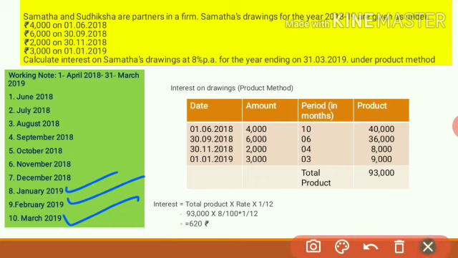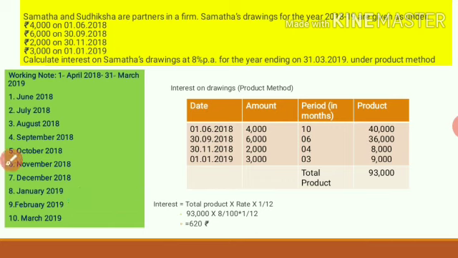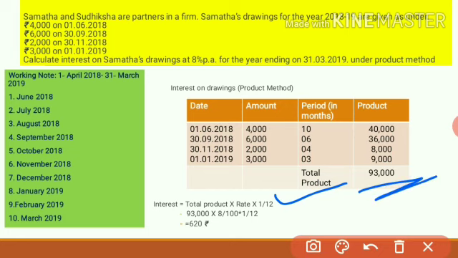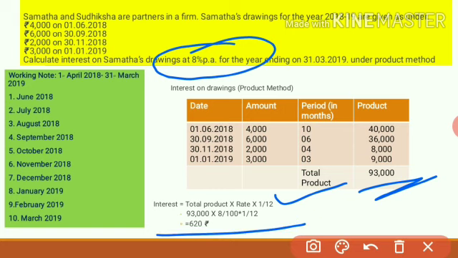Now what is our formula? Total product into rate into 1/12. Now we have to take the total of the product. 40,000, 36,000, 8,000 and 9,000 will get 93,000. So we'll apply the same in the formula. Interest is equal to total product into rate into 1/12. Total product is nothing but 93,000. Rate that is given here, drawings is 8% per annum. That is nothing but 8/100 into 1/12. So we will get 620 as our answer.